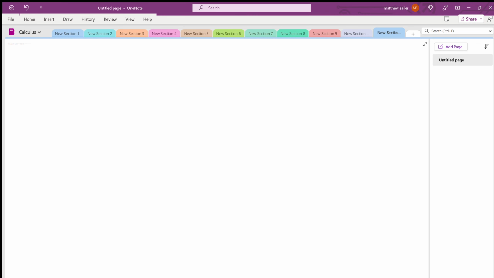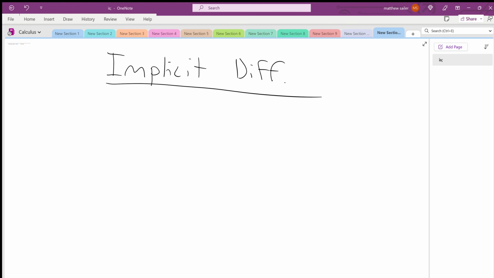Alright, so let's dive into this other topic called implicit differentiation. I'm not going to spell out differentiation, but that's the topic. So what is implicit differentiation? Implicit differentiation is basically taking an equation, and the equation is going to have two variables in it.